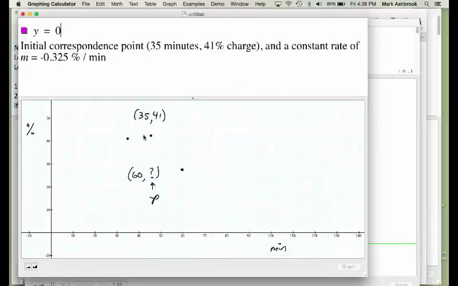Well, we can first start by, we know that we started at 35 minutes, we ended at 60 minutes, so we can first find the change in time. And that change in time will be 60 minus 35, or 25 minutes.